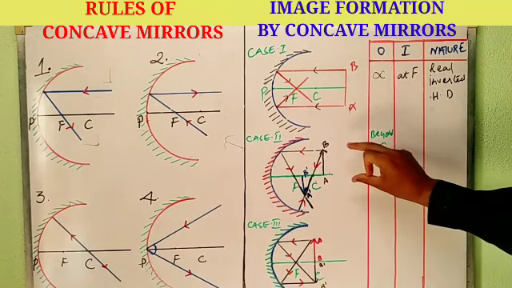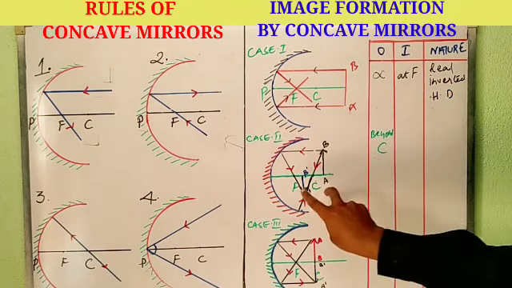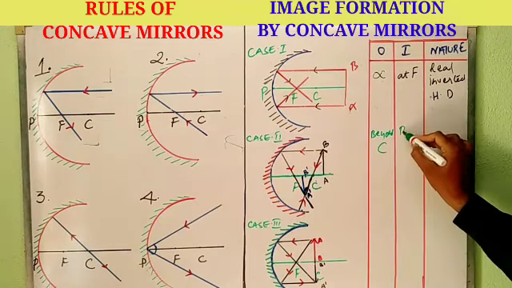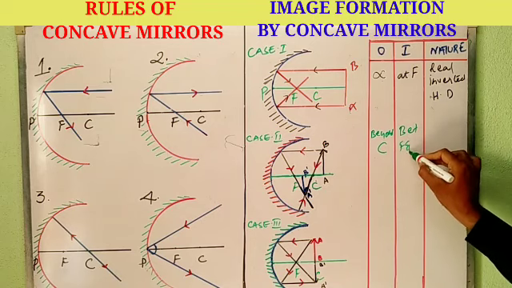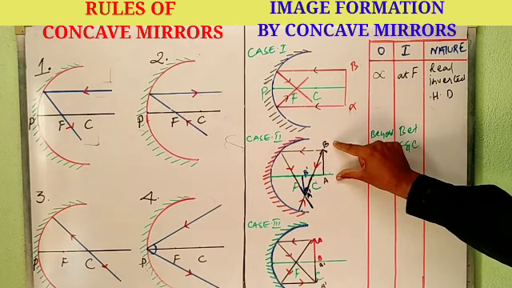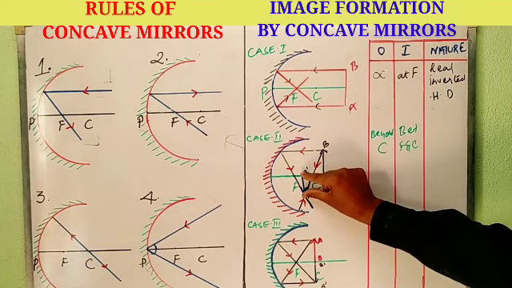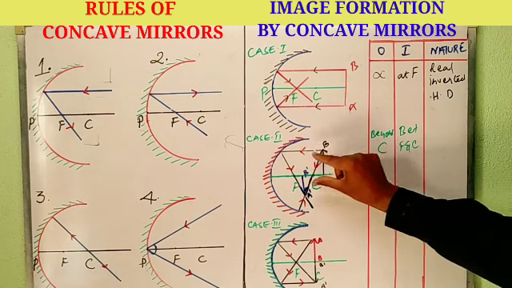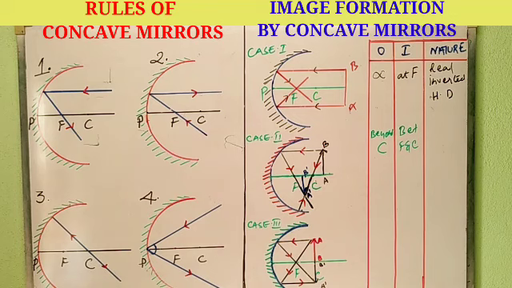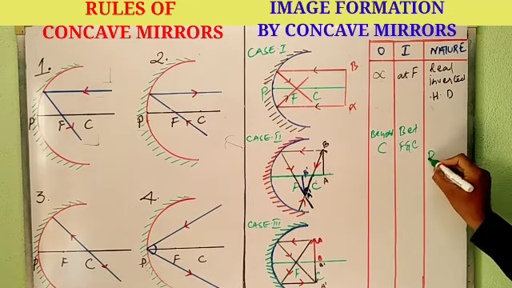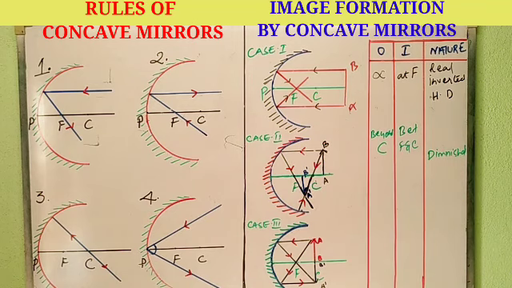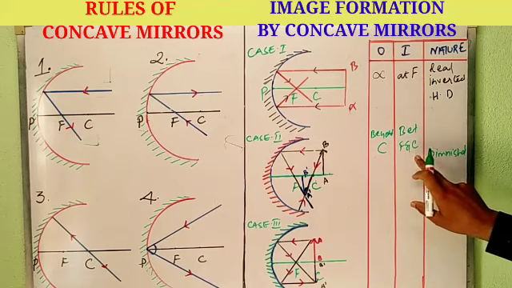So now if the object is beyond C, the image is between F and C. Now how is the size of the image? You can see the object is bigger when compared to the size of the image, which means the image is smaller. Image is smaller, we say that the image is diminished. And where is the object? Object is beyond C. Where is the image? Image is between F and C.